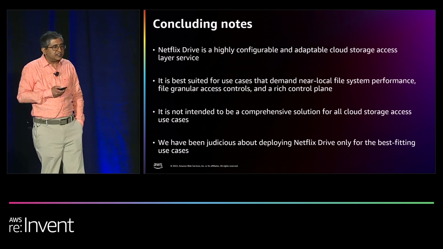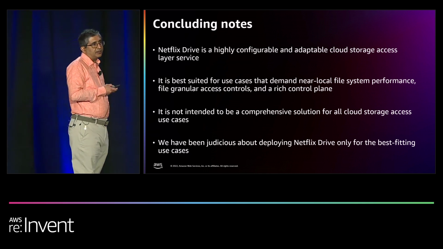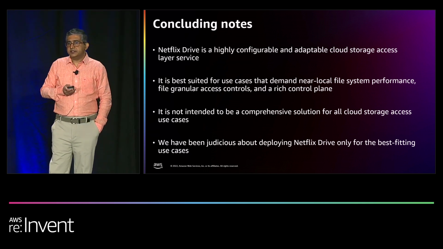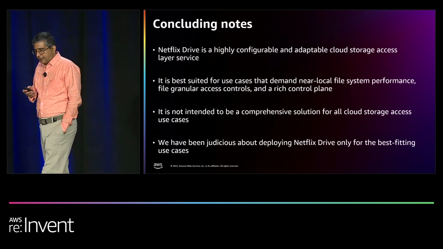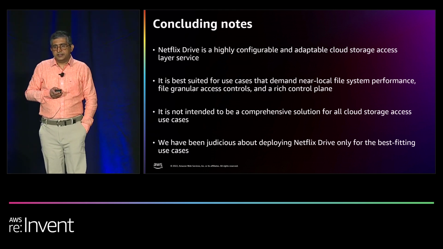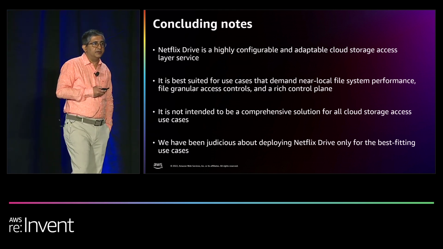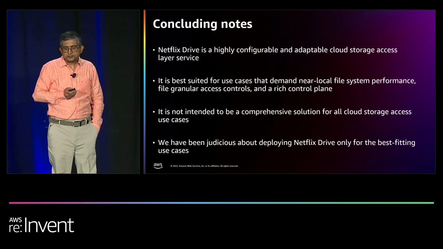So if there is a use case that doesn't require the POSIX interface at all, then it can just interact with the API layer and the API interface and work with files that way as well.